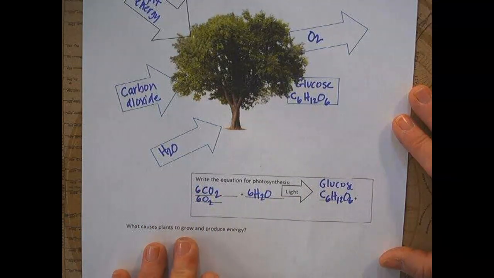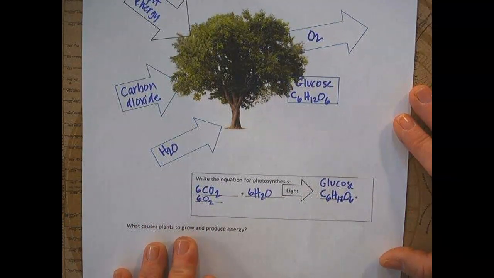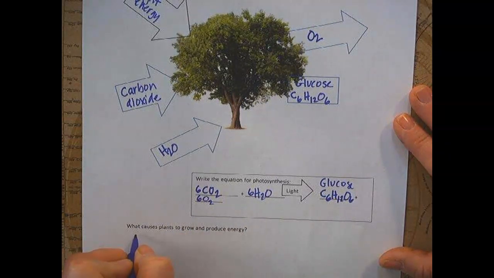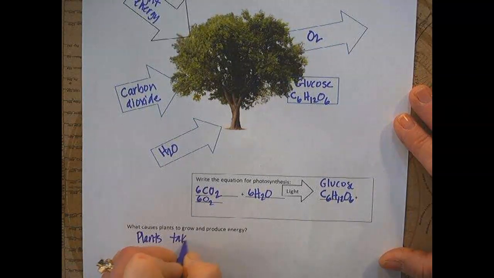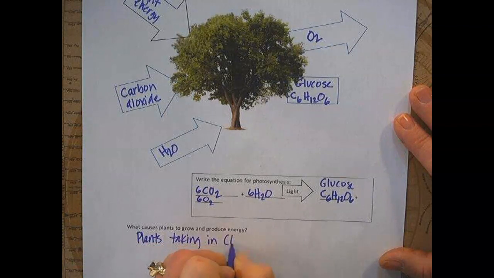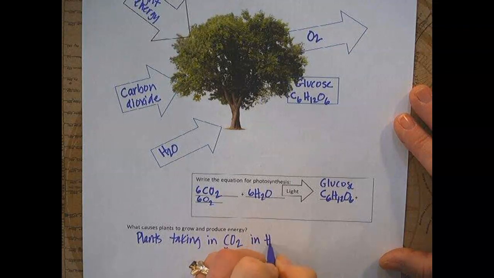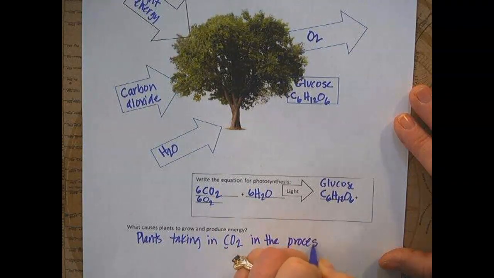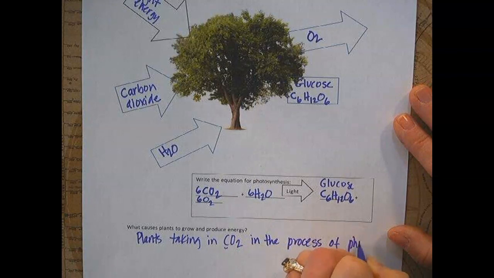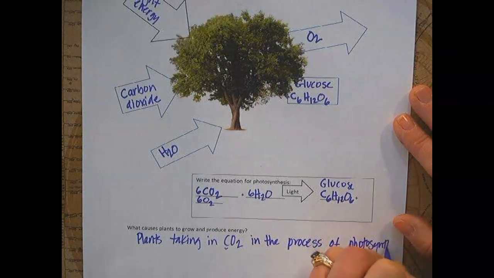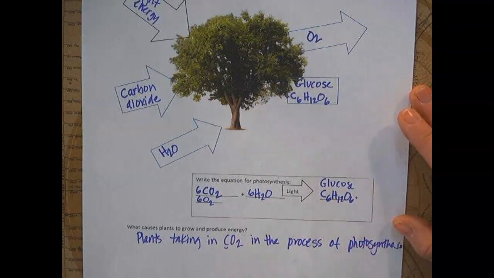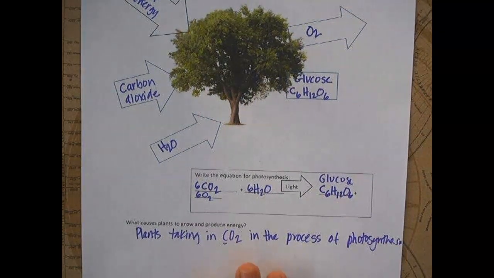So what causes the plants to grow and produce energy is, again, your teacher can pause this, but it is the plants taking in CO2, really the carbon, taking in CO2 in the process of photosynthesis. So without photosynthesis and without the carbon dioxide and water and light energy, that would not happen. So that is what is required from the plant.